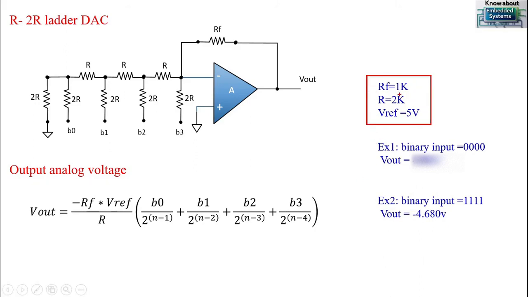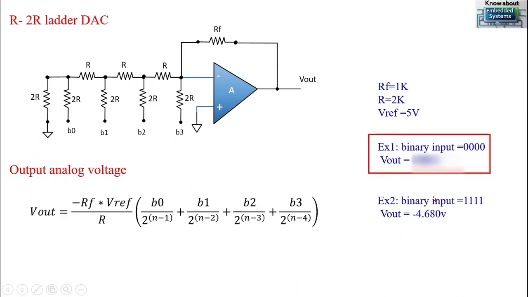You can see one use case I'm considering. Let us keep RF equal to 1 kilo ohm. This feedback resistance I'll keep as 1 kilo, and R I'll keep as 2 kilo ohm, and I'll keep the reference value as 5 volts, and I'll keep these binary values as 0, 0, 0. And when you calculate the output voltage for this combination, we're going to calculate.